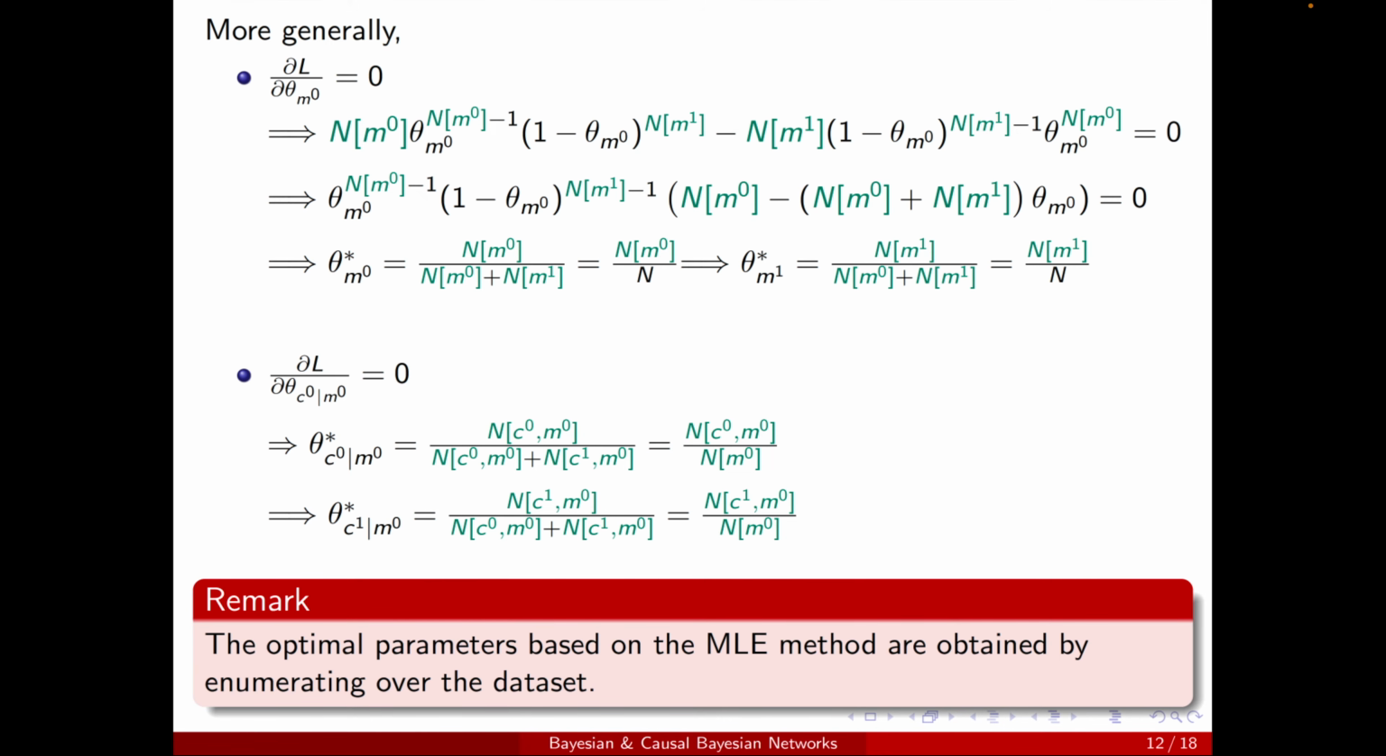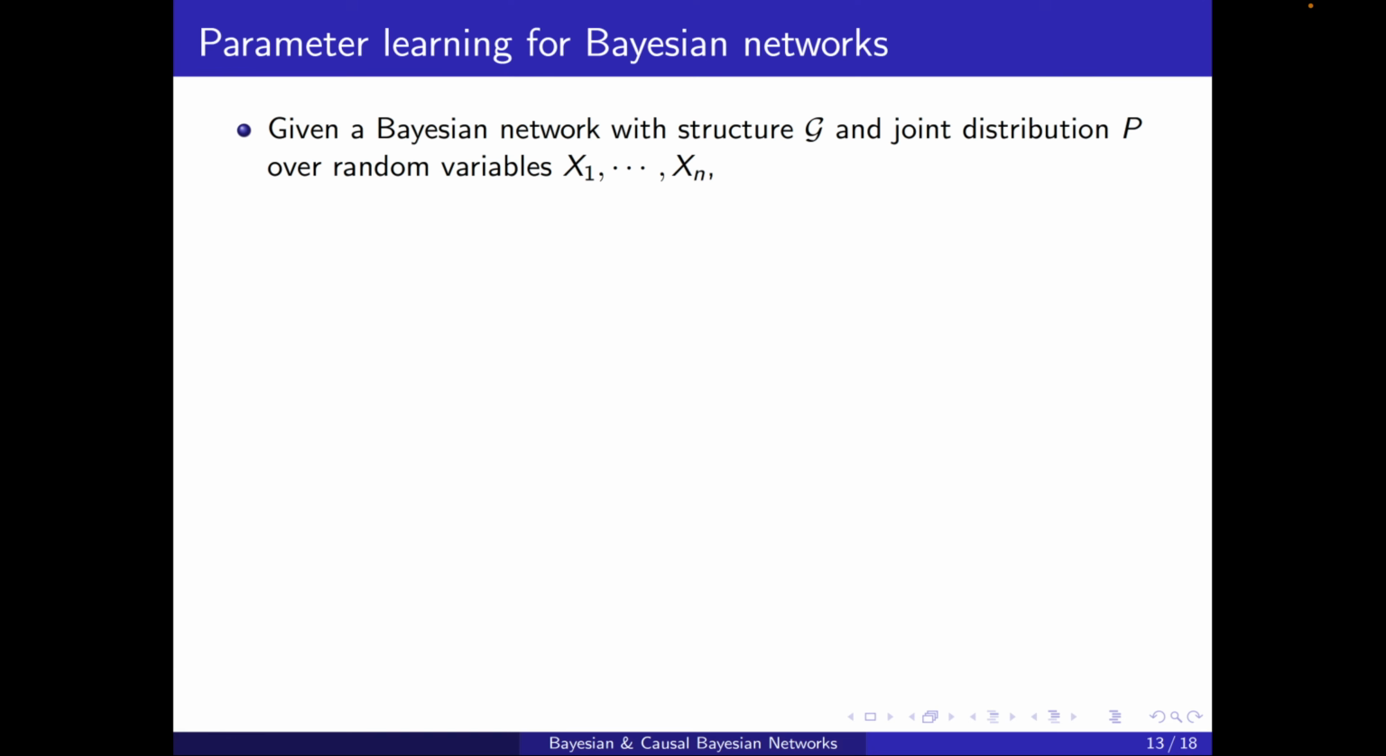So what did we observe? Well, the remarkable observation is that the optimal parameters based on the MLE method for this Bayesian network, at least, were obtained by enumerating over the data set. That's simple, we just counted. Does this observation hold in general?